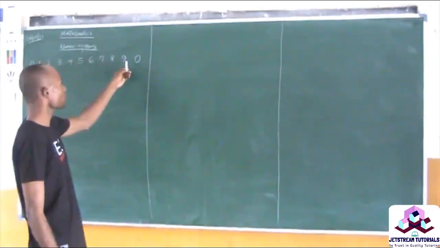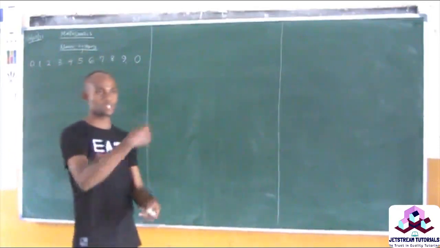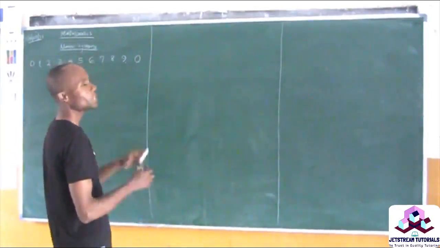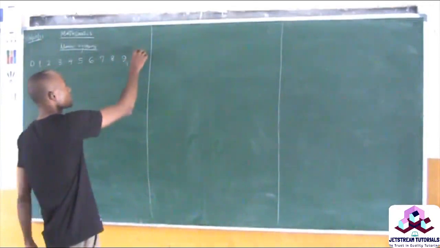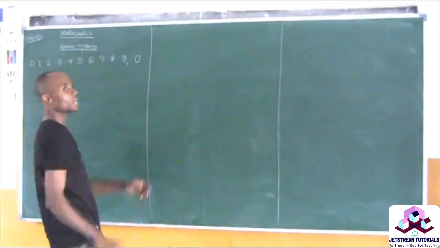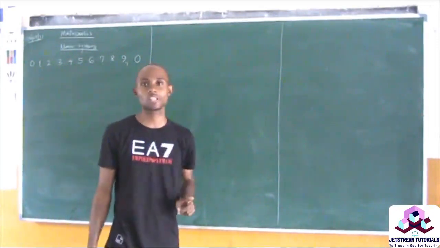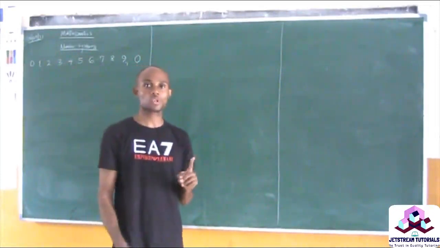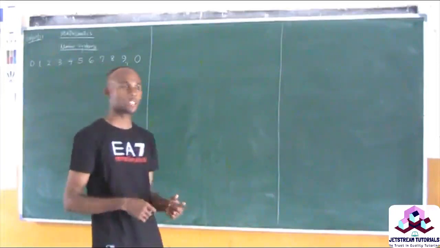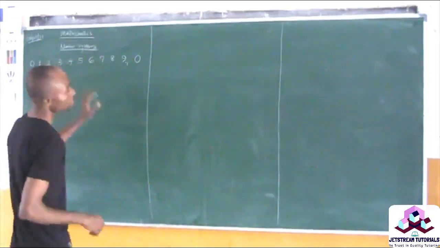So when it reaches 9, it repeats itself and starts again from 0. Now when it reaches 9 and starts from 0, that means it has completed a bunch. One complete bunch in the base 10 system forms what? The 10. Do we all understand? So, this is the base 10 number system.